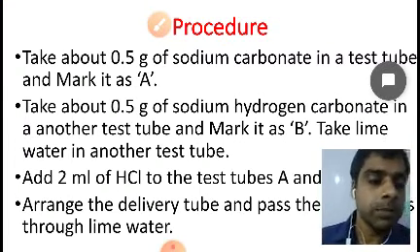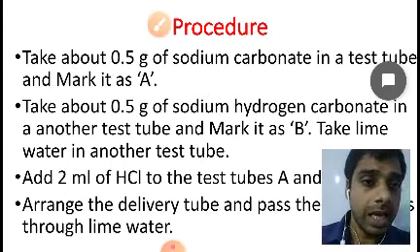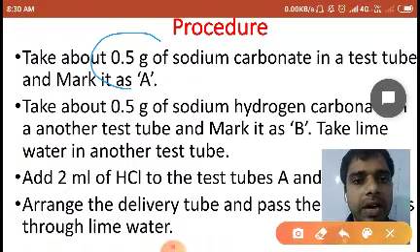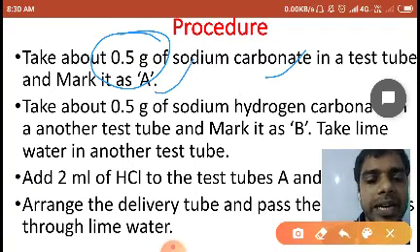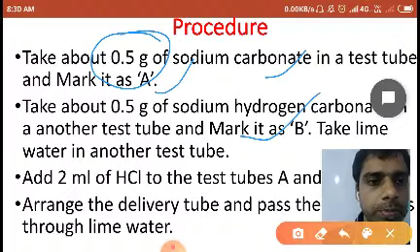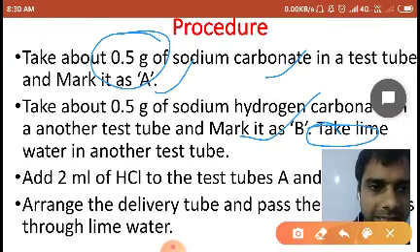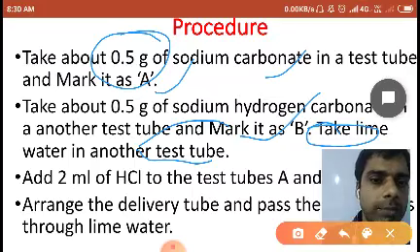Now you can see the procedure, how you will do this activity. You can see 0.5 gram of sodium carbonate in a test tube I have taken, and I have marked it as A. First test tube A, second test tube B. And then you had seen how I had taken the lime water. There was a second test tube in which I had taken the lime water.